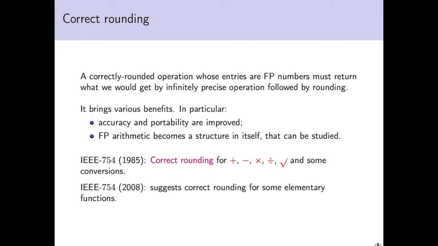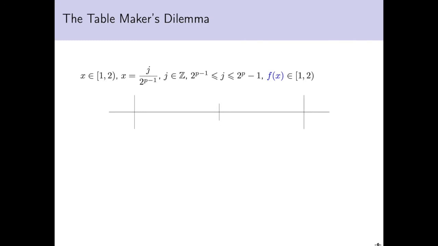As you will see, this is what I'm going to tackle today. It's still a challenge as of today. There was significant progress since 85, but as of today, we still don't have a complete answer. Okay, so the last revision suggested correct rounding for elementary functions, but it couldn't require it because we don't know how to address this problem in the 4 basic precisions. Okay, I'm going to show it on my drawing.